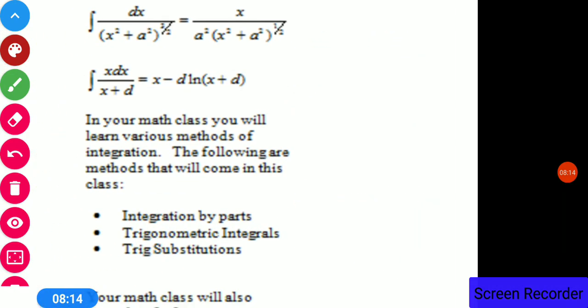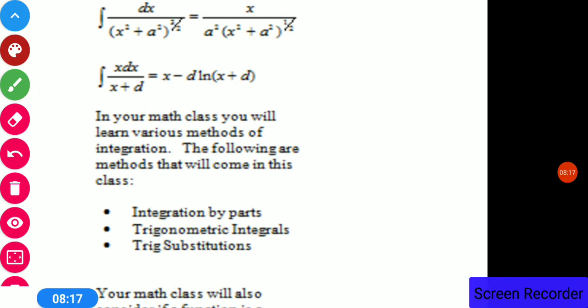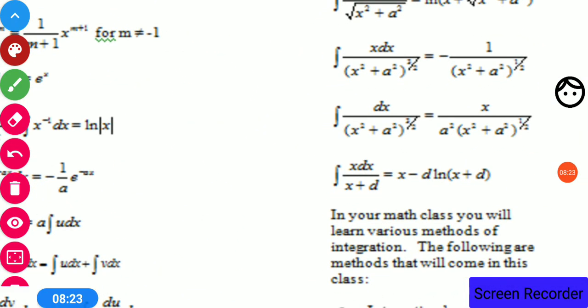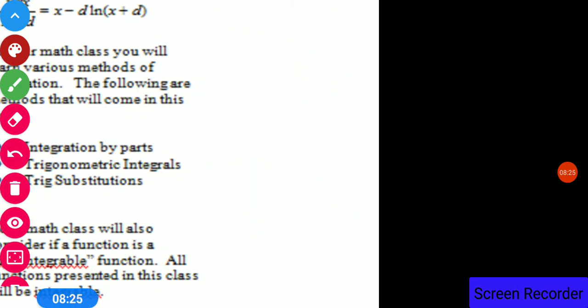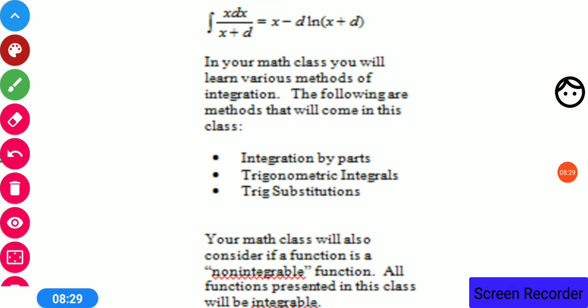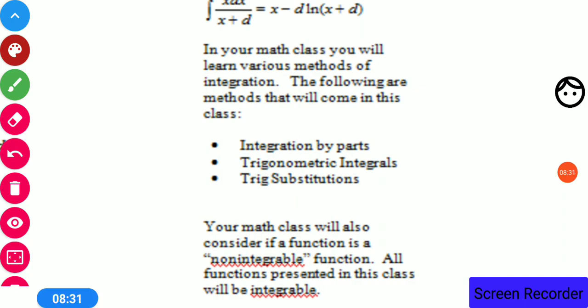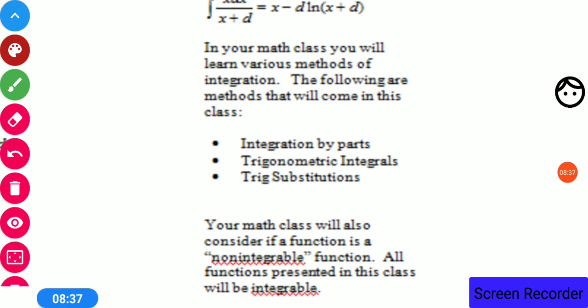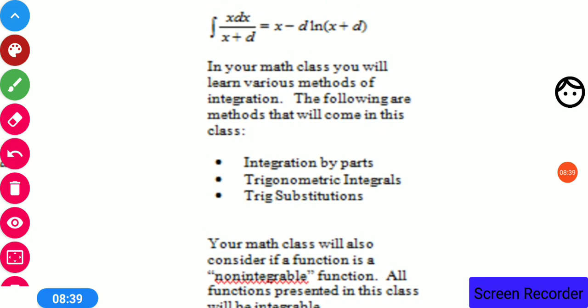So in your maths class, you will learn various methods of integration. The following methods will come in that class: integration by parts, trigonometric integrals, trigonometric substitutions. Your maths class will also consider if a function is a non-integrable function. All functions presented in this class will be integrable.